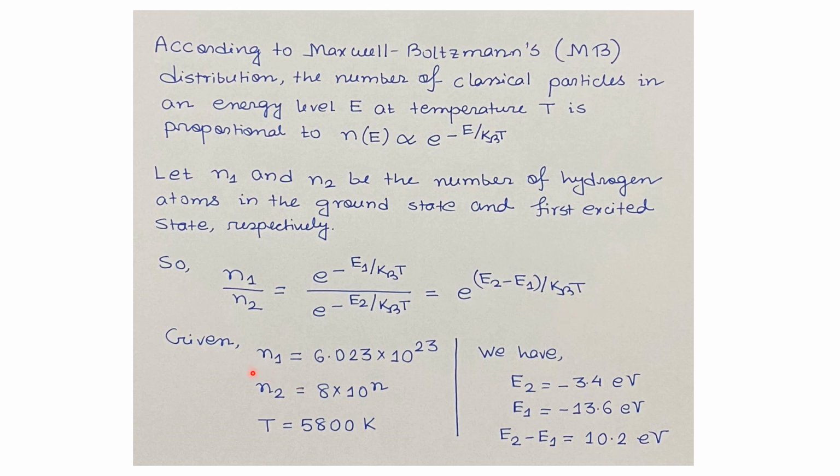Here it is given that n1 equals 6.023 times 10 to the power 23, n2 equals 8 into 10 to the power n. Here we have to find this n value, and temperature is 5800 Kelvin, and we have already from the calculation that E2, the energy of the first excited state, is minus 3.4 electron volt. Energy of the ground state of the hydrogen atom is minus 13.6 electron volt. So E2 minus E1 is 10.2 electron volt.